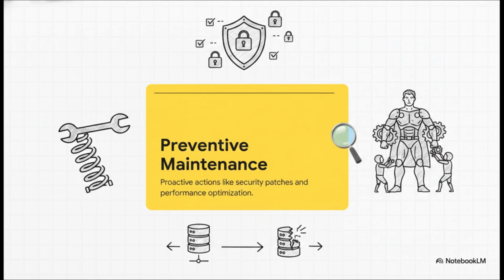This is all about looking ahead and asking, how can we stop the software from breaking in the first place? It involves routinely applying security patches to defend against new cyber threats, or doing under-the-hood performance optimizations so the server doesn't just crash when user traffic spikes. You are essentially fortifying the software hero's armor before the battle even begins.